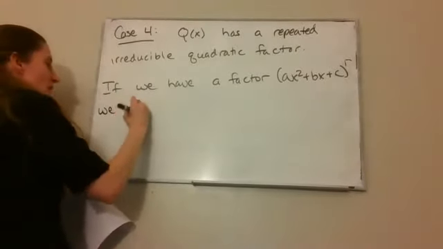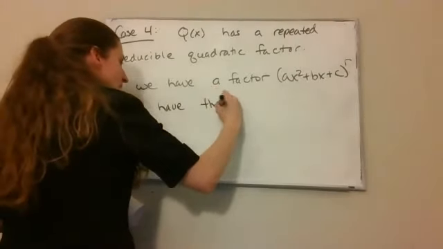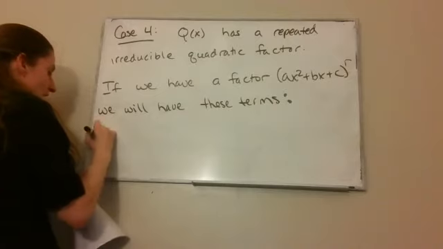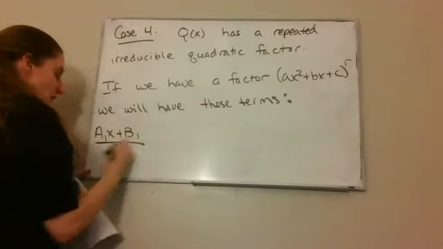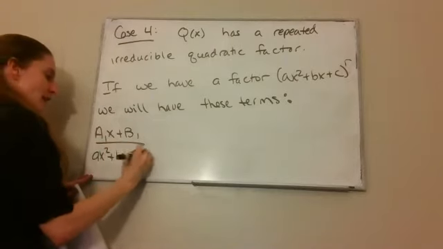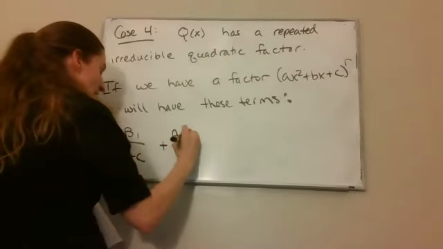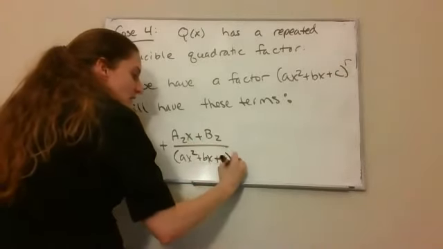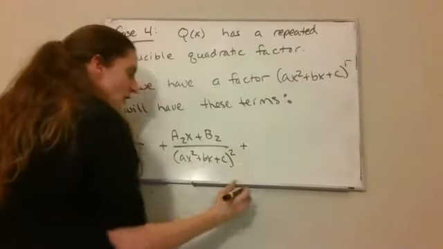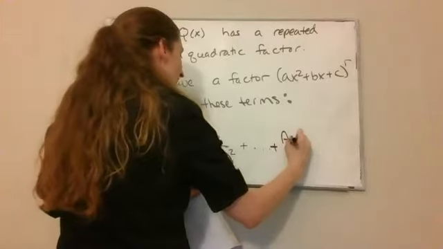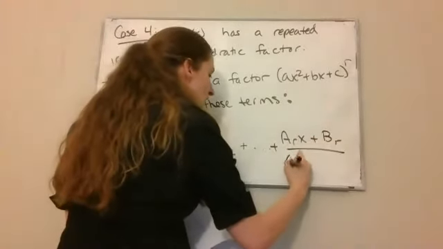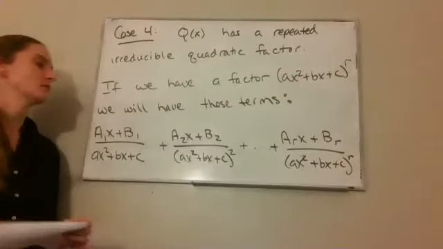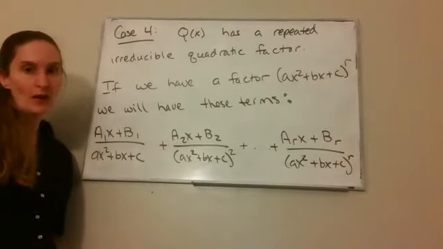So we will have these following terms in the partial fraction expansion. It will look like a1x plus b1 over your ax squared plus bx plus c to the first power, and a2x plus b2 over your quadratic to the second power, and then to the third and fourth, and so on, until you get to arx plus br over your quadratic factor to the r power. So you have one term for each power of that quadratic factor.